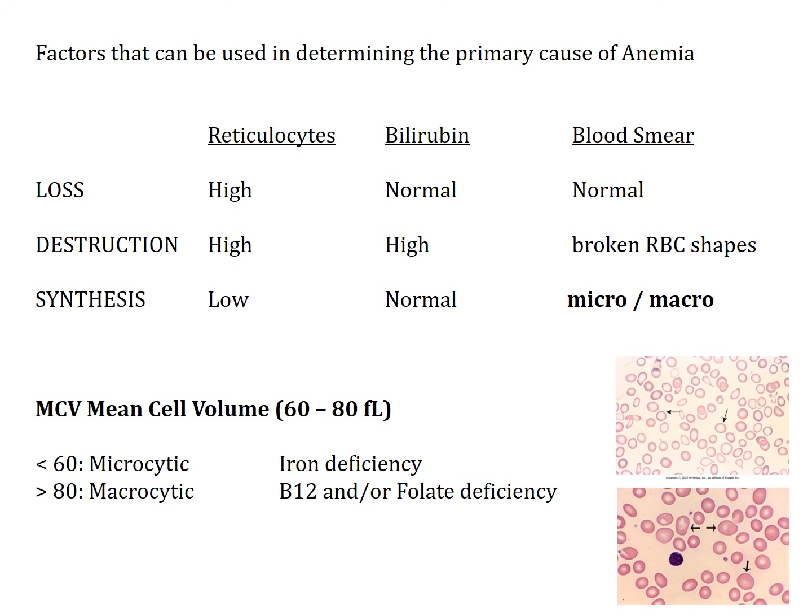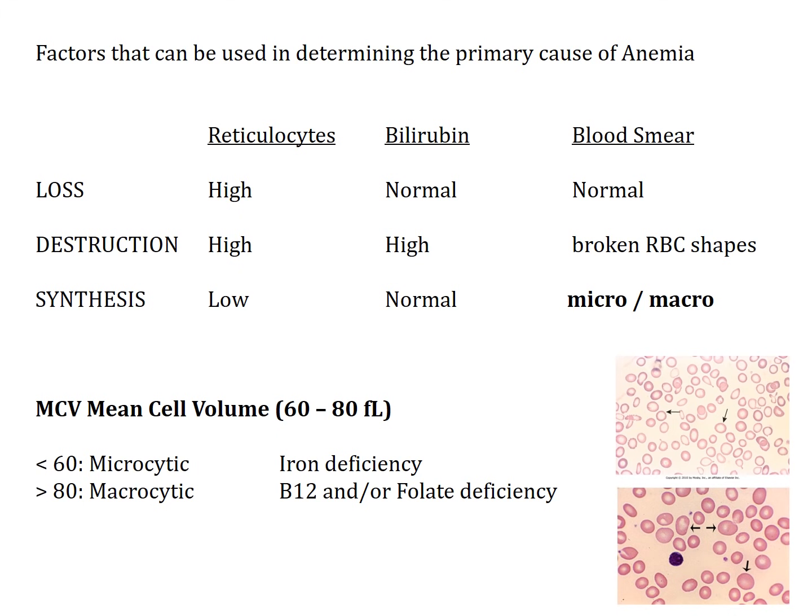So you can look at this table here, and you can use this table to help you make a diagnosis of why an individual is anemic. A helpful thing to look at is the H&H. If the H&H values are low, you say they're anemic. So anemia is diagnosed based on the hemoglobin and hematocrit values. And then the next thing you want to do is determine, are they losing cells? Are they destroying cells? Are they not synthesizing cells?